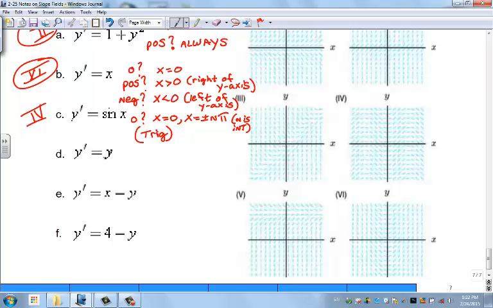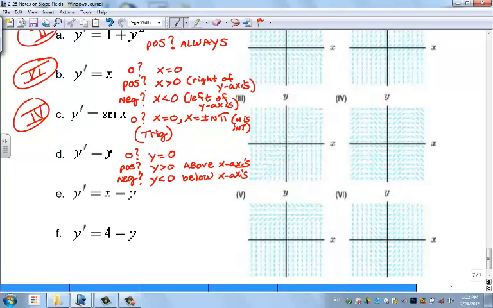All right, y prime equals y is the next one. It's 0 when y equals 0, it's positive when y is greater than 0, which is above the x-axis, and it's negative when y is less than 0, which is below the x-axis. Beautiful. So that's what we have.